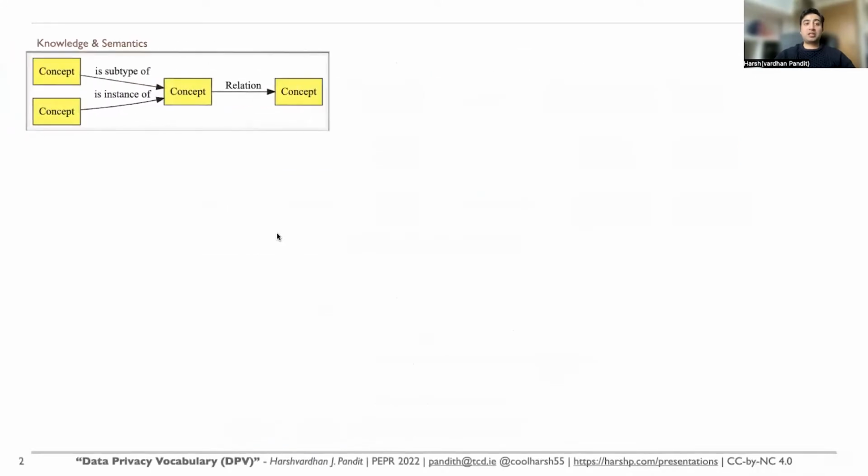The DPV is essentially an encapsulation of knowledge and semantics associated with information regarding data privacy and data protection. What this mumbo jumbo basically means is that it's a bunch of concepts with relations between them, or what the cool kids call these days, knowledge graphs.